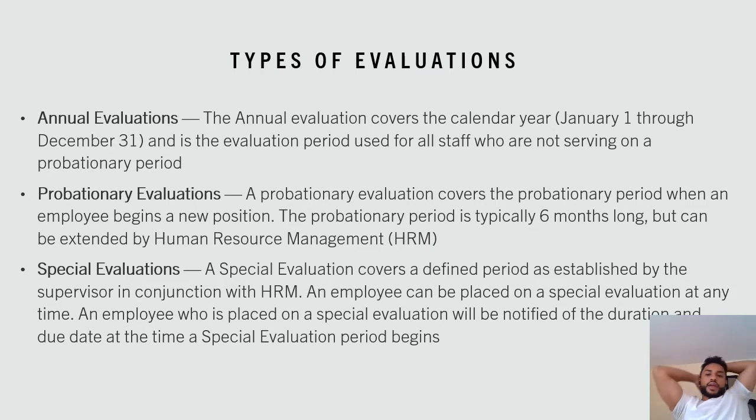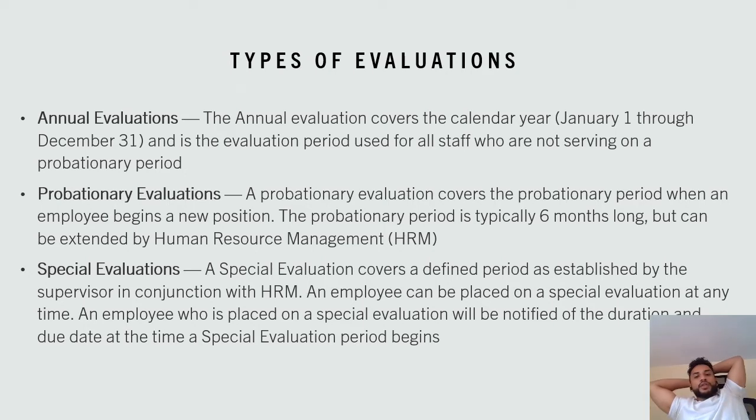So there are types of evaluations. The first evaluation is annual evaluations, and there's probationary evaluations, and then special evaluations. So annual evaluations, like we're very familiar with that. They happen once a year, and they are evaluations that are done on employees once a year. Every year, the employee sits down with HR and says, "Hey, what can you do better? What can I do better?" Stuff like that.